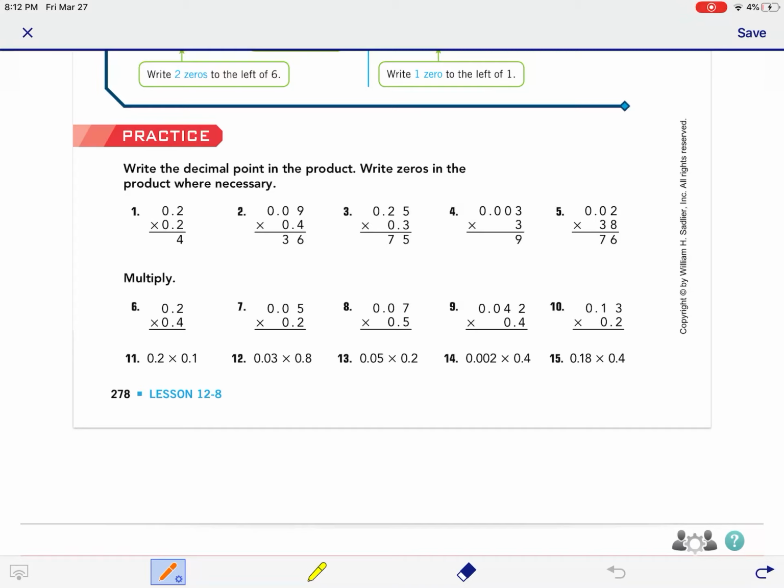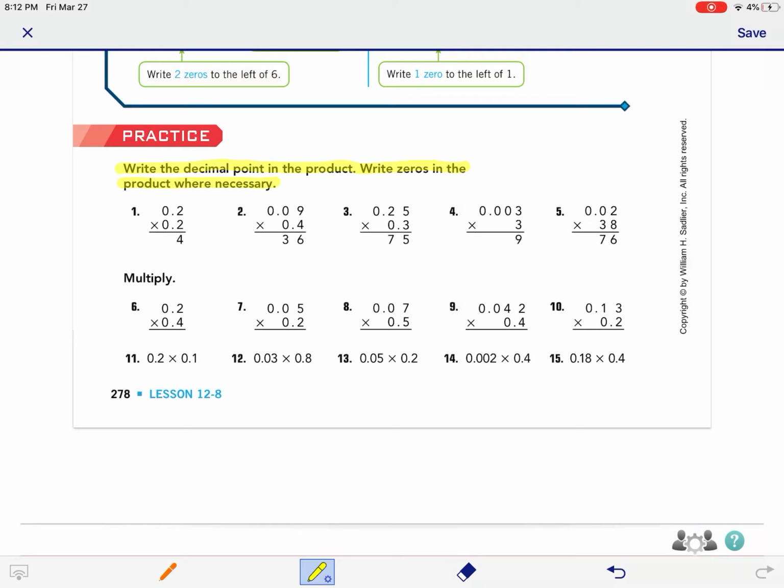So I skipped the first part, and you can see I just went all the way down to the practice on page 278. We're going to start here. I think it's an easier place to start than with the story problem. So you can see right down here, our instructions say write the decimal point in the product. Write the zeros in the product where necessary.